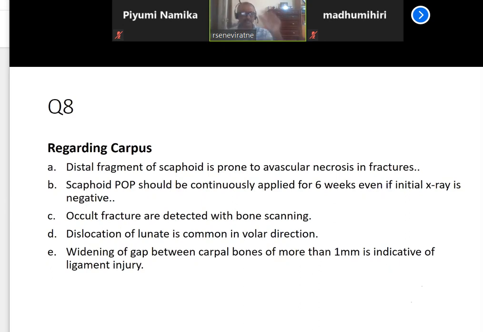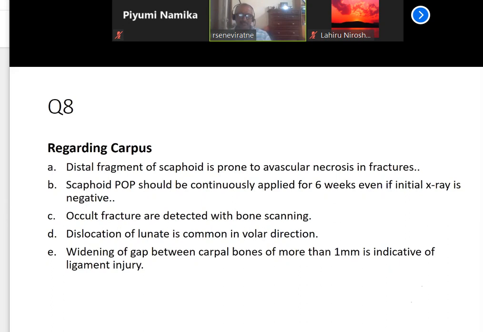Now, lunate can dislocate ventrally or volar, or dorsally, right? Which side is common? It's common in volar, yeah. Common in volar direction, and it can compress the median nerve and cause carpal tunnel syndrome. So as you can see, very many things like distal radial fractures or dislocation of lunate can cause carpal tunnel syndrome. Okay, they come as a late complication or probably may have signs from a very early period.